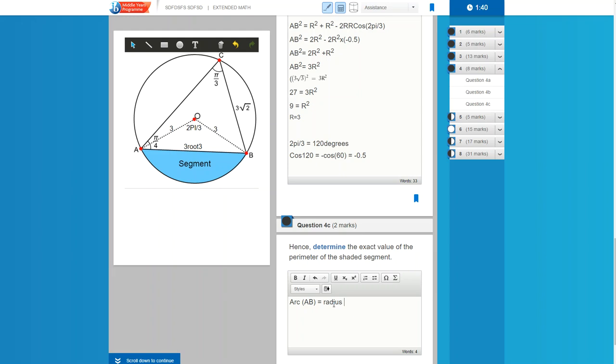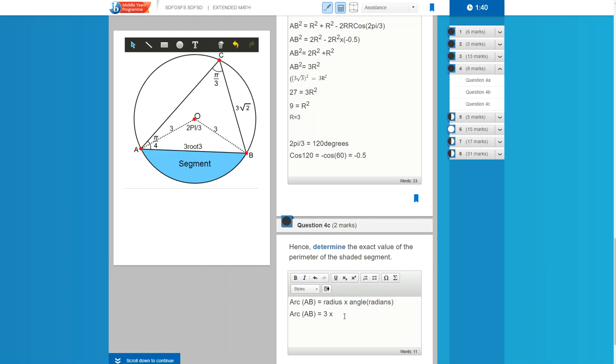Radius times angle. Okay, angle has to be in radians. It will not work if it's in degrees. So this is nice. The arc AB is equal to the radius, which is 3. Now, even if you didn't get 3 in this part, you will get this right. You will get the marks for it, even if you didn't get this bit correct.